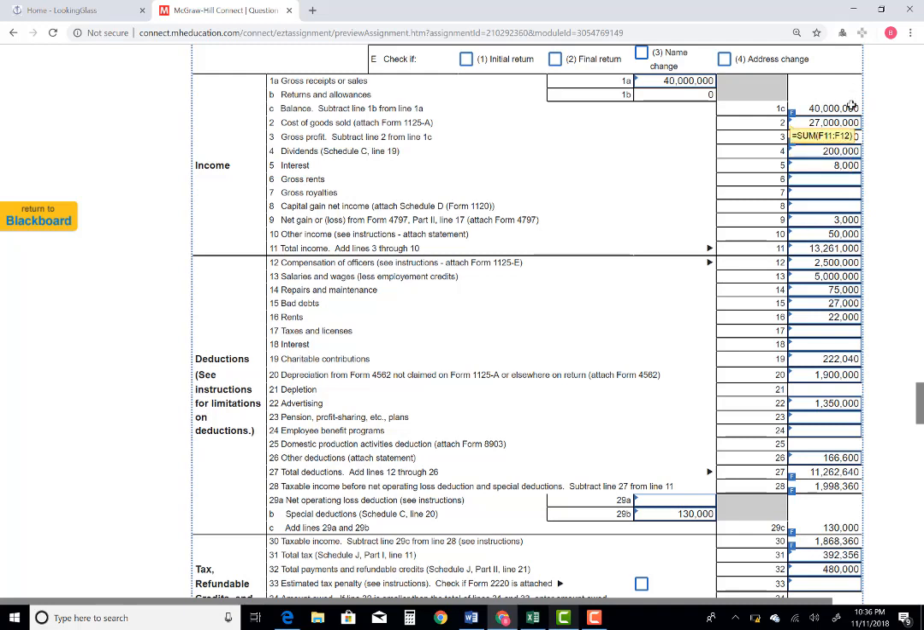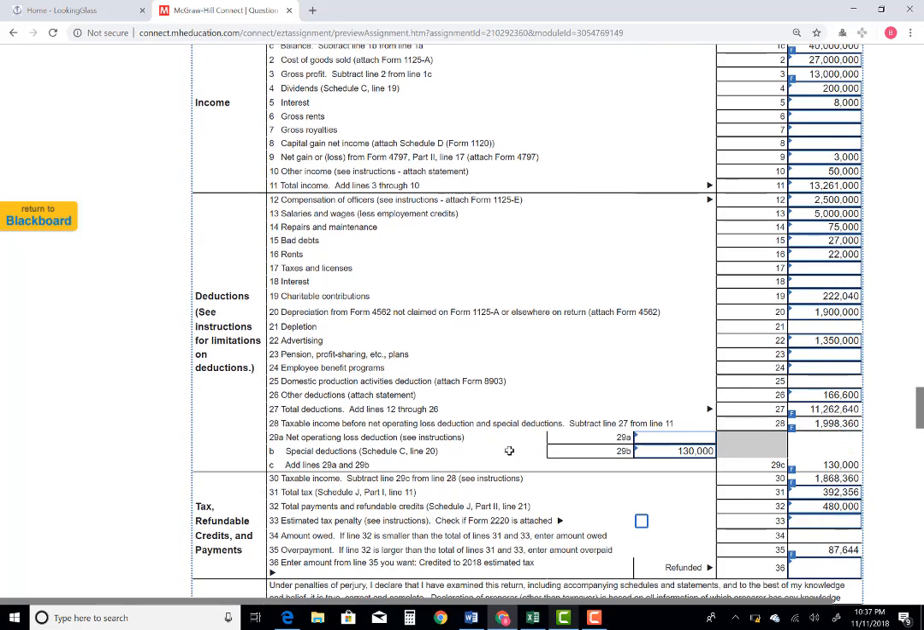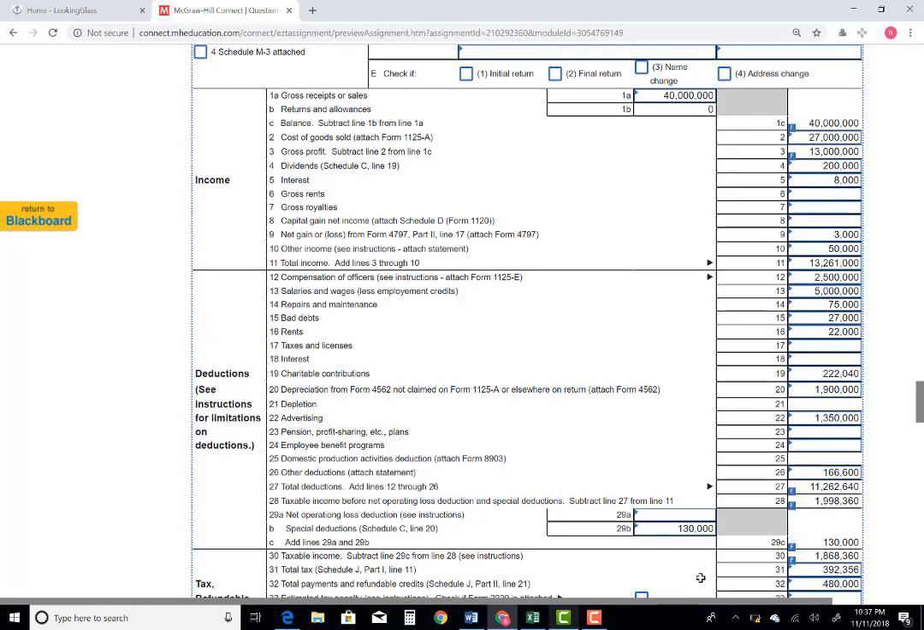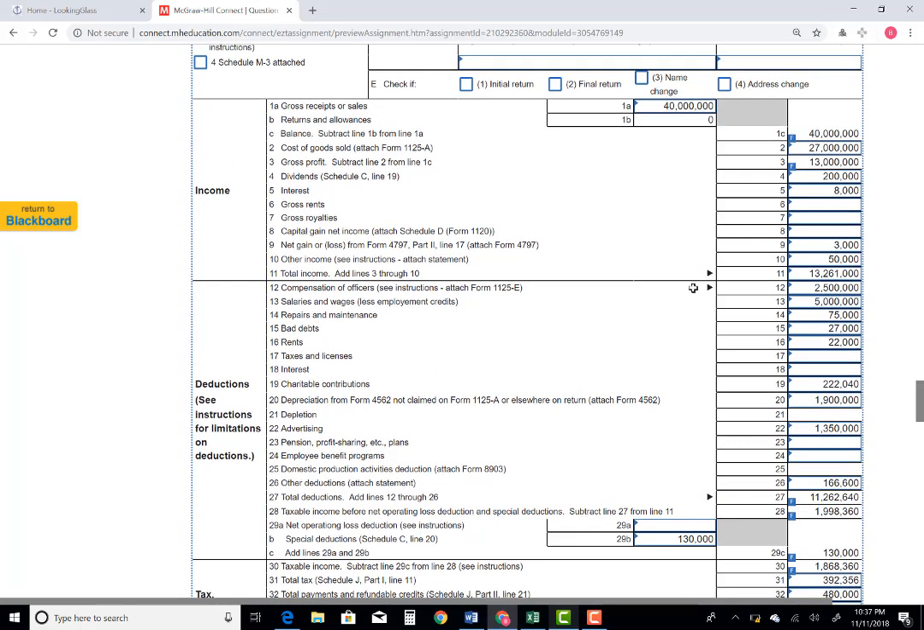And notice you can see the initial numbers are the same. Notice that $13 million in gross profit. Remember the dividends, the $200,000 we include there. But then later on, we talk about our dividend deduction here. Notice the $130,000 that we talked about earlier. So out of that $200,000, $130,000 gets taken away. So we're only going to really claim $70,000 overall.